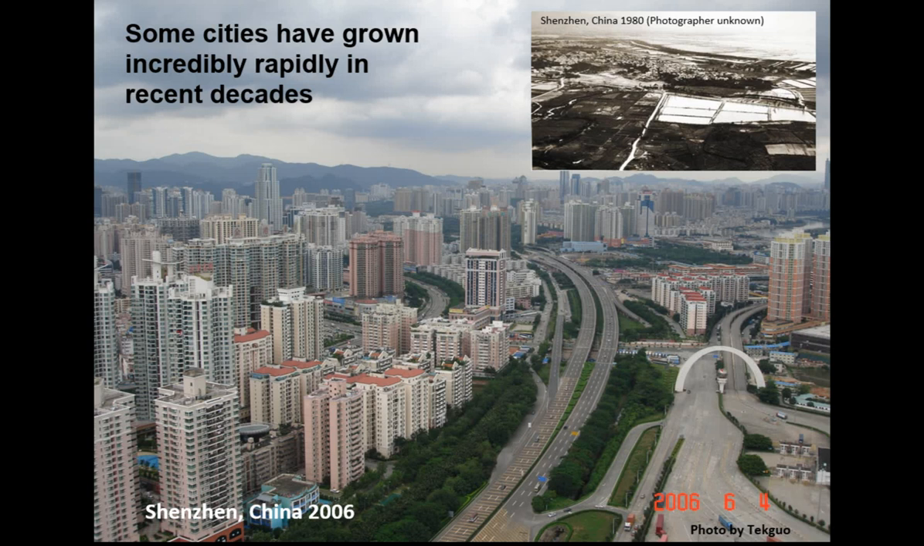And some cities have grown at incredibly rapid paces in recent years. This is a picture of Shenzhen in China. The inset picture was taken in 1980, and it was essentially a small town with a lot of rice paddies right on the coast, and then since then just massively expanded into this massive city now.